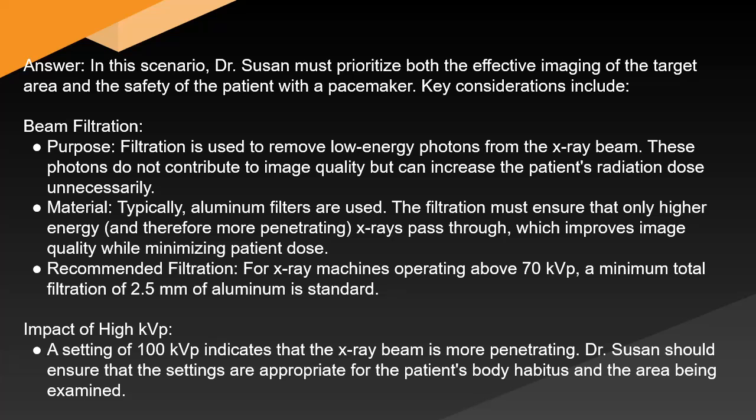Key considerations include beam filtration. Purpose: filtration is used to remove low-energy photons from the X-ray beam. These photons do not contribute to image quality but can increase the patient's radiation dose unnecessarily. Material: typically aluminum filters are used. The filtration must ensure that only higher energy, and therefore more penetrating, X-rays pass through, which improves image quality while minimizing patient dose. Recommended filtration: for X-ray machines operating above 70 kV, a minimum total filtration of 2.5 mm of aluminum is standard.